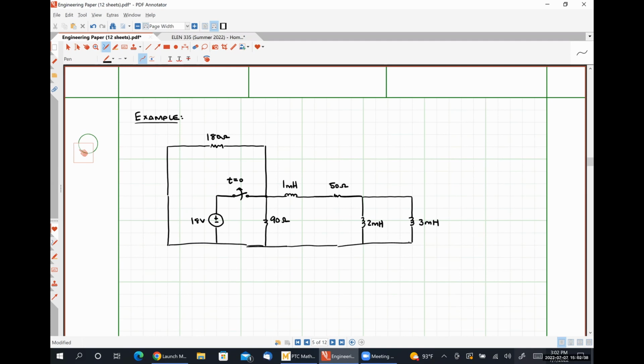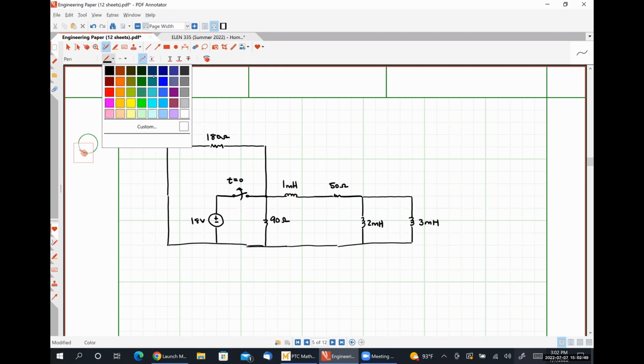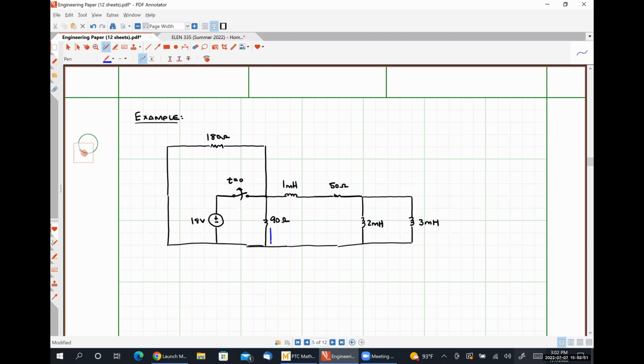Our ultimate goal here is going to be to determine this current, which I'm going to call Ix of t as a function of time.